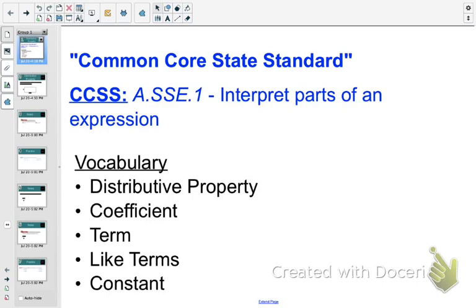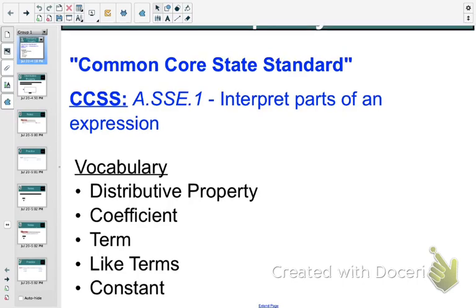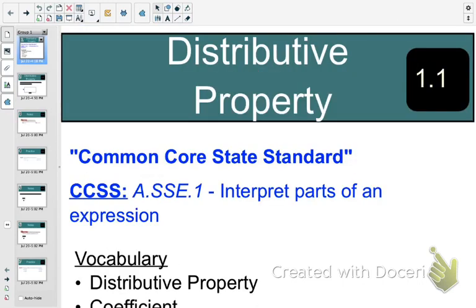Some vocab: distributive property, coefficient, term, like terms, and constant. I know we've seen all of this stuff before, so there should still be quite a bit of review for the first few sections of Chapter 1. Alright, let's get going here.